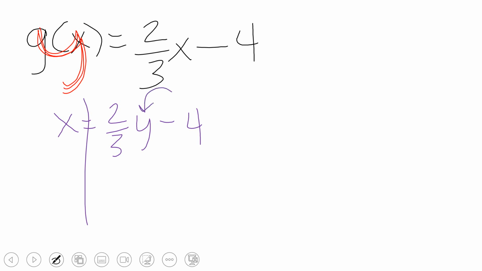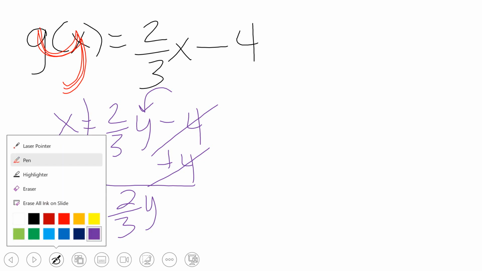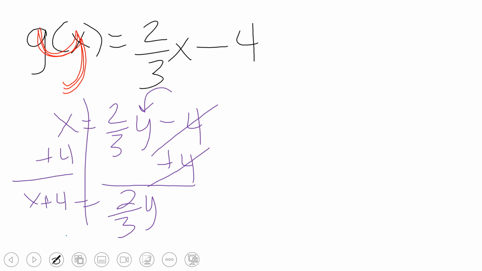To get y by itself, we first always get rid of whatever's being added or subtracted on the same side as the y. Plus 4, plus 4. 2/3 y equals x plus 4. There's different ways that we can move the 2/3 to the opposite side. The most common way you learn, probably starting in 8th grade or 9th grade, is to multiply by the reciprocal, which happens to be 3/2.